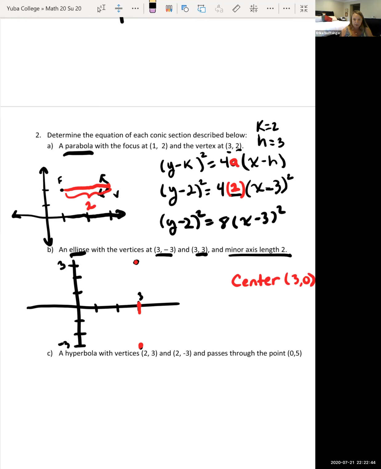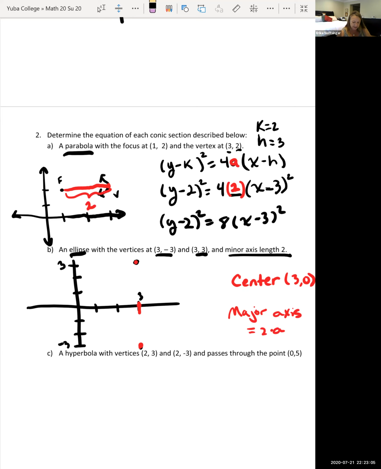But I also know the length of my major axis is 2a. Major axis equals 2 times a. Let's look at this length here.